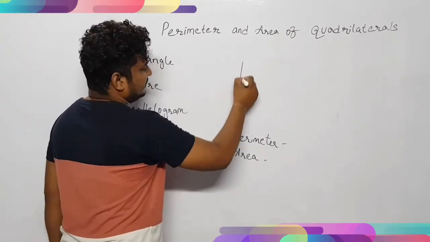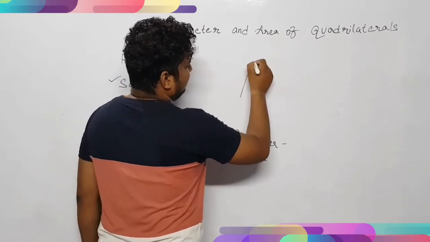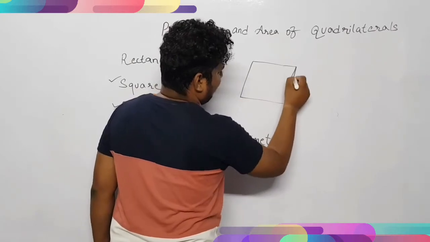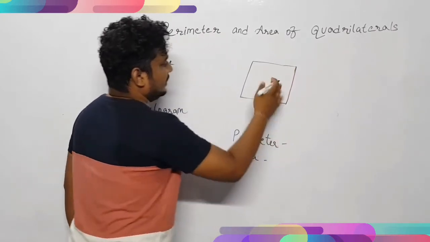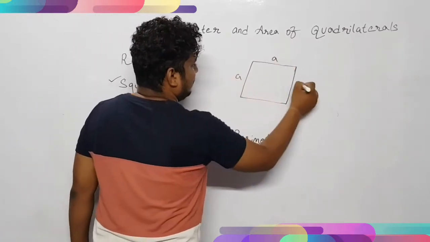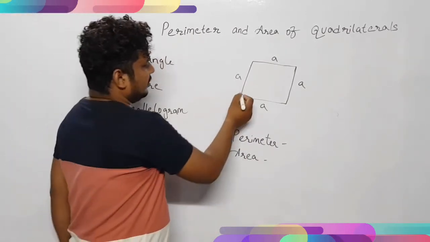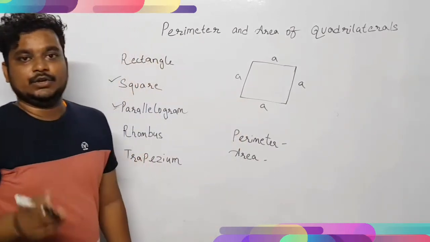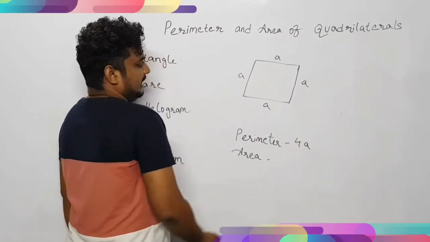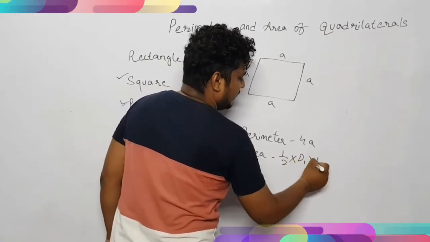Now we are coming to the rhombus. A rhombus is a figure similar to a square, meaning all the sides are equal, but the angles are not 90 degrees. This particular angle is not 90 degrees. Whenever you are finding the perimeter, it is 4a, and the area will be half into d1 into d2.